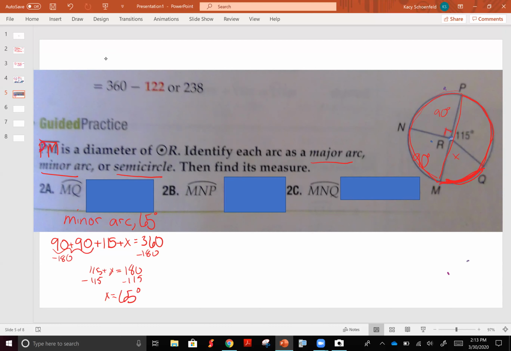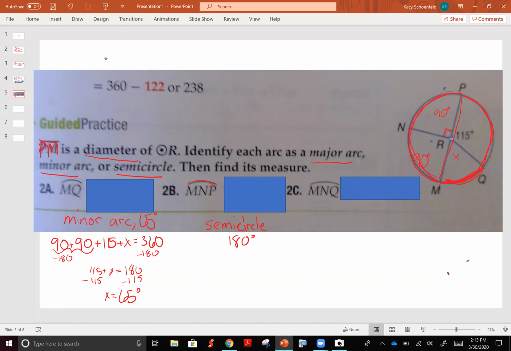Okay, the next one is MNP. MNP, we've already talked about it. Because PM is a diameter, this is a semicircle. A diameter is always going to make a semicircle, and a semicircle is always going to be equal to 180 degrees, and we don't need to do a lot of work for that.